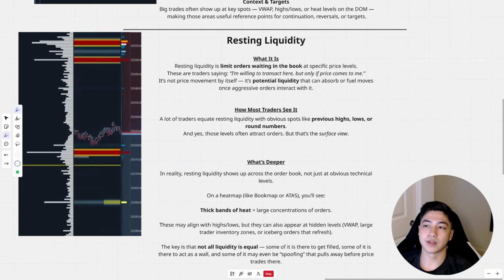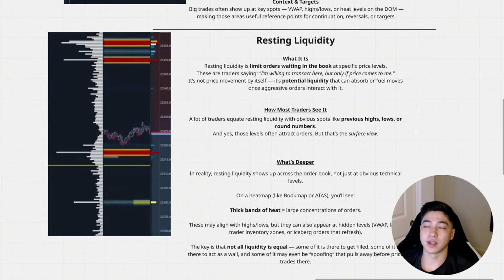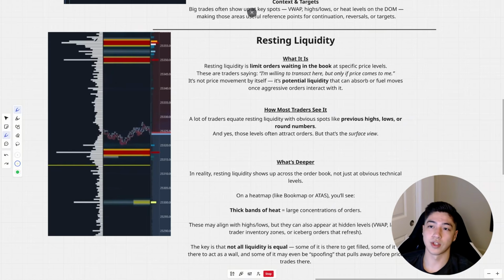One thing we need to talk about is resting liquidity. I need to explain what that is. Resting liquidity is essentially limit orders waiting in the book at specific price levels. You can see them right here, right here. All of these are passive orders, right? They're limit orders. So they're basically traders saying, I'm willing to transact here, but only if price comes to me. So it's not price movement by itself, it's potential liquidity.